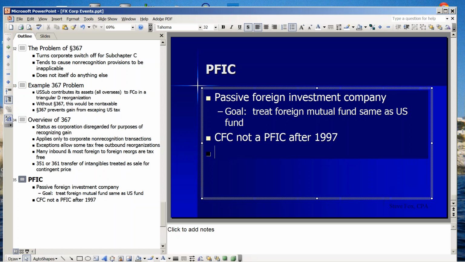So what's a PFIC? It's a foreign corporation that has more than 75% of its income or more than 50% of its assets as passive. More than 75% of its income is passive income, or more than 50% of its assets generate passive income. And what happens if you have a PFIC?